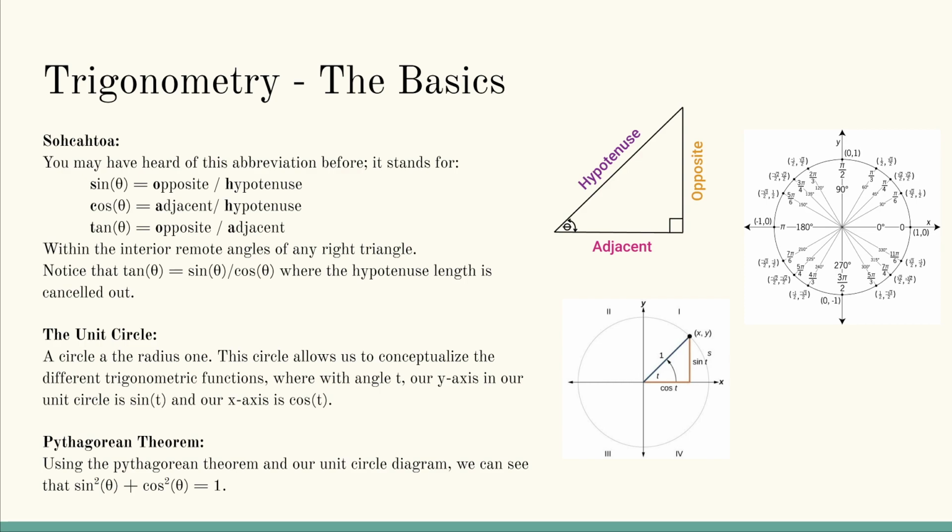Then we have the Pythagorean theorem in our unit circle diagram. Since we have the unit circle diagram with a right triangle, we can see that sine squared of theta plus cosine squared of theta equals 1. That's a very useful idea in advanced trigonometry. We can even use that to prove advanced ideas found in the next slide.